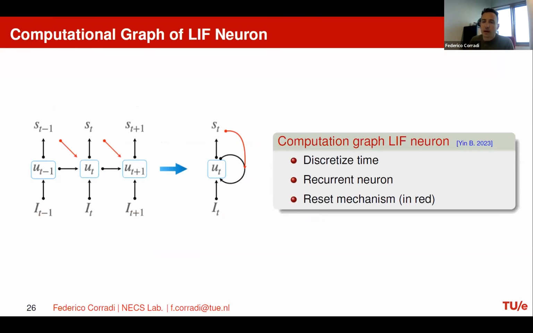And so I think in this audience it will be clear, the computational graph of the leaky integrate and fire neuron: you have input coming in, you have the membrane potential U(t), and then you have the spike coming out. And then you have a reset mechanism that is the red part here. So this is basically the computational graph, right?